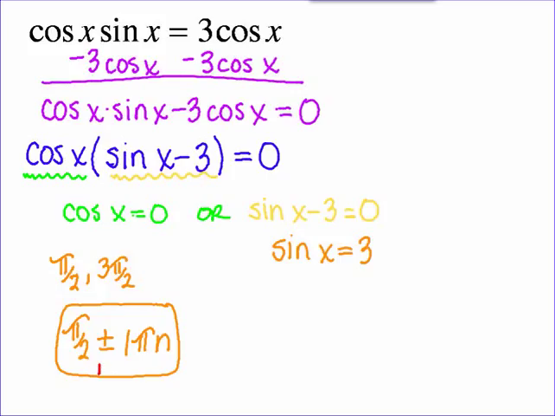So the last thing you need to do is make sure that you get n as an element of the integers in there as well. And that's going to be your final answer. See, now if you would have divided by cosine, you would have ended up getting no solution on this problem. So you can't divide by a trig function and eliminate the trig function.